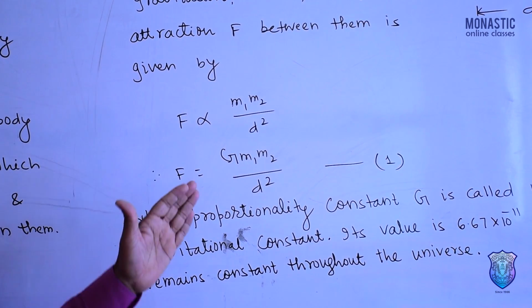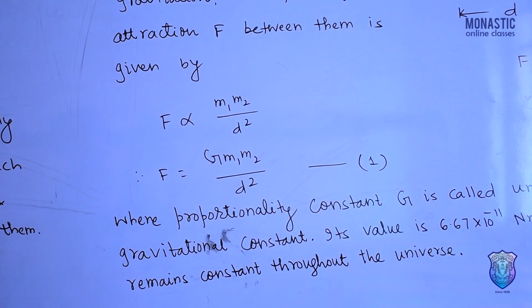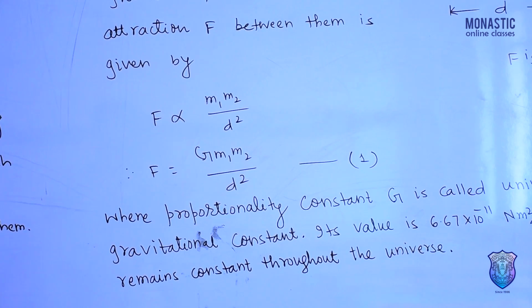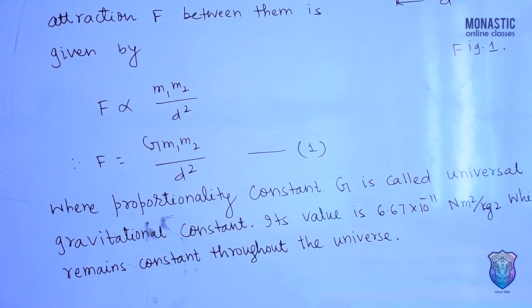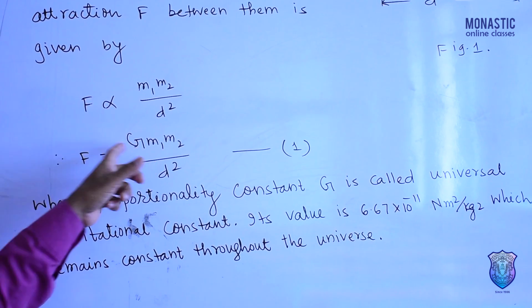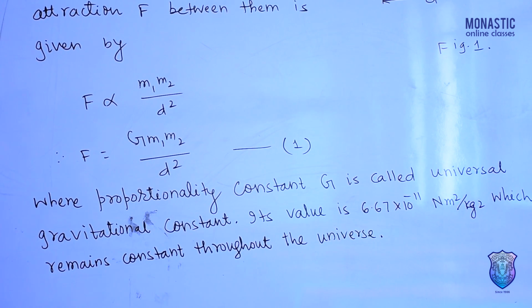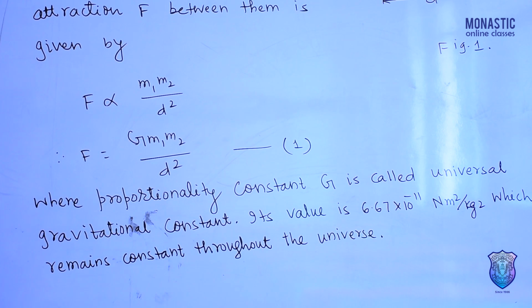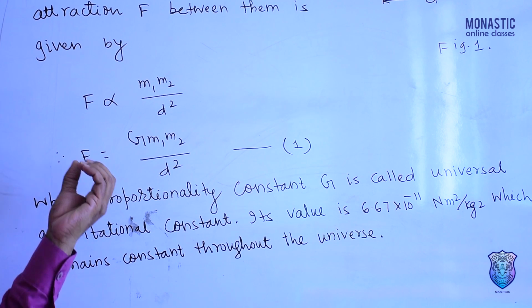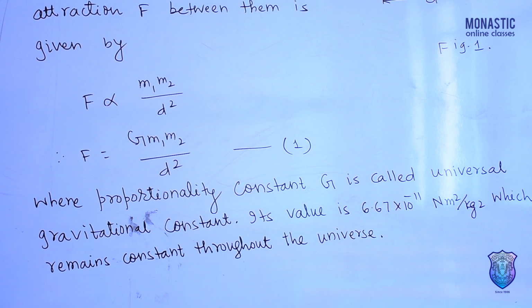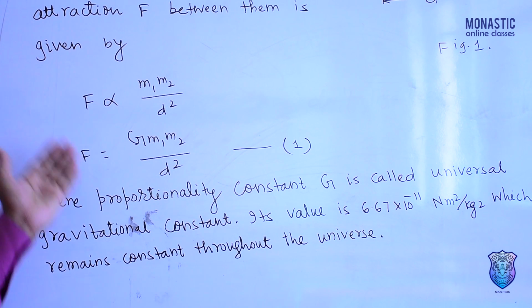Students, it can also be defined in another way. How can we define it another way? If the masses of two bodies, m1 and m2, are equal to 1 kg and the distance between them is 1 meter, then we can write G equal to F. Then the universal gravitational constant is a measure of the force of attraction. So it is defined as the measure of force of attraction between two bodies of unit masses separated by unit distance apart. We can write this definition also.